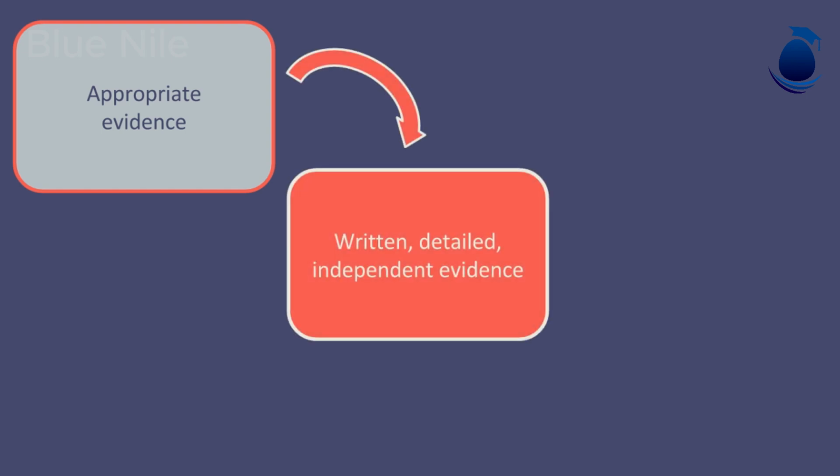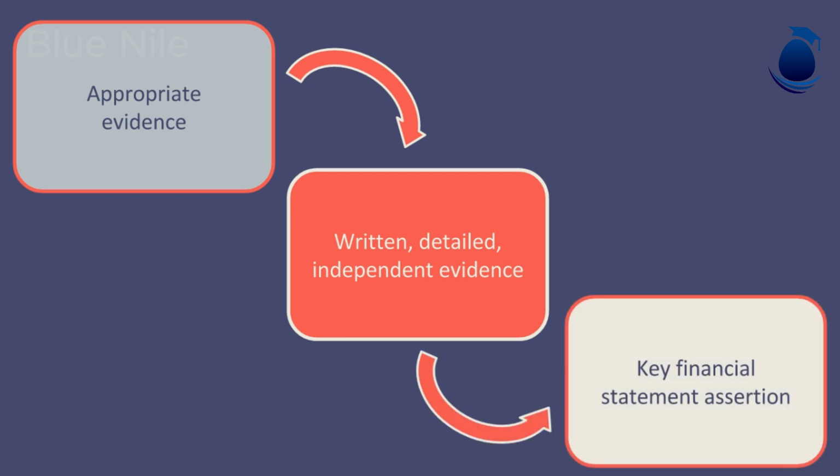The key for an auditor is to gather as much sufficient appropriate evidence when performing these types of audit procedures. Remember that the more written, detailed, independent evidence they can collect, the better. Each audit procedure must verify at least one of the financial statement assertions. It is key to the balance being audited.